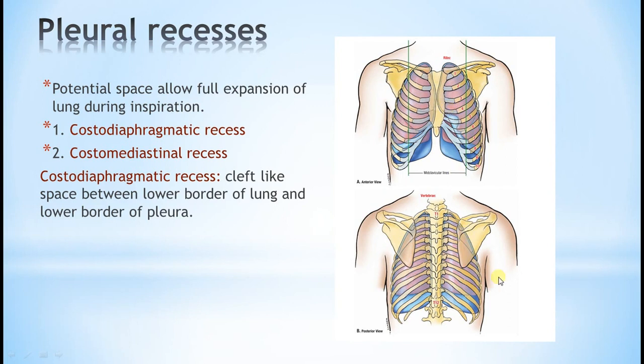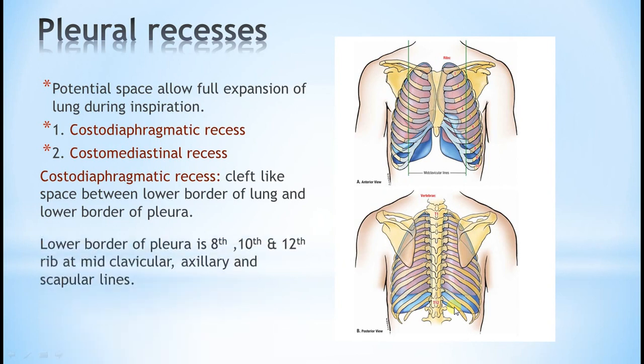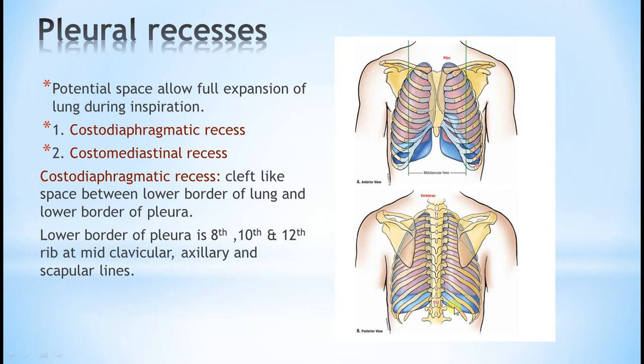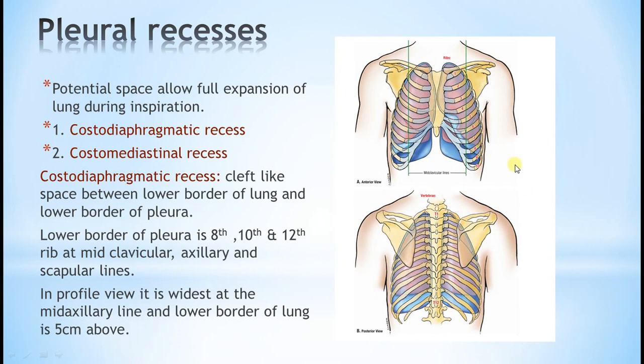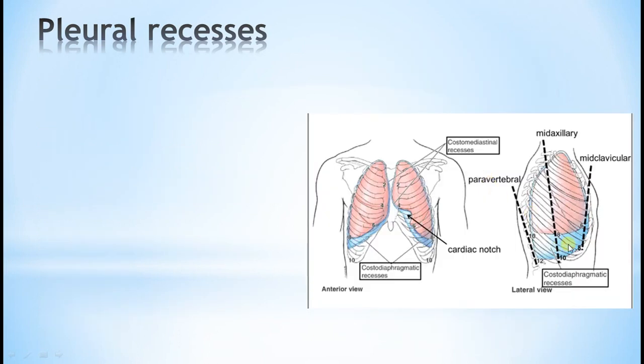The lower border of pleura, as I told you, is at the 10th rib in the mid-axillary line, the 8th rib in the mid-clavicular line, and in the scapular line up to the 12th rib. So 8th, 10th and 12th rib at the mid-clavicular, mid-axillary and scapular lines. It is widest in the mid-axillary line. In a lateral view along the mid-axillary line, you can see it is very wide.